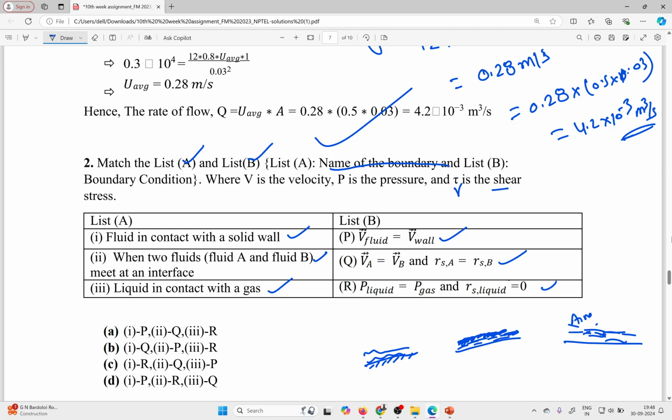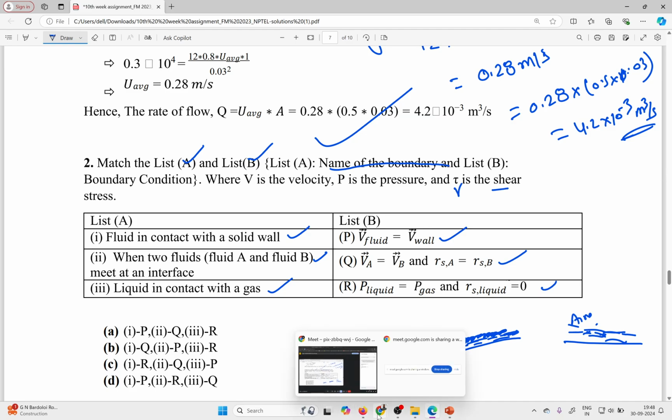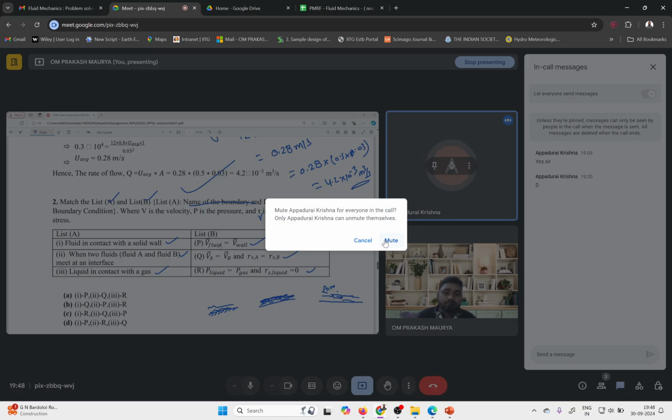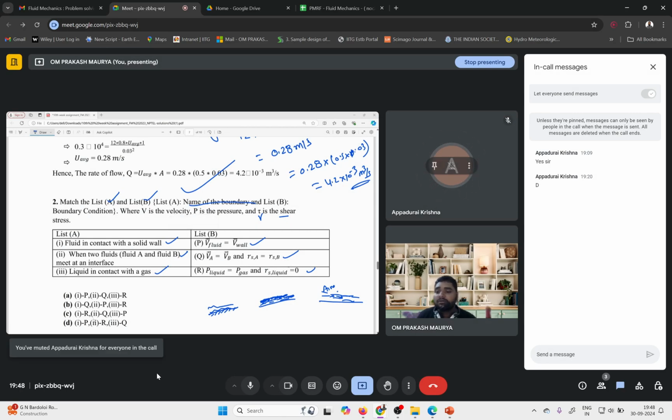Just think on that. Think and try to give your answer. Next question, question number 2. Just try to give your answer. You have again 2-3 minutes. Please try to solve.